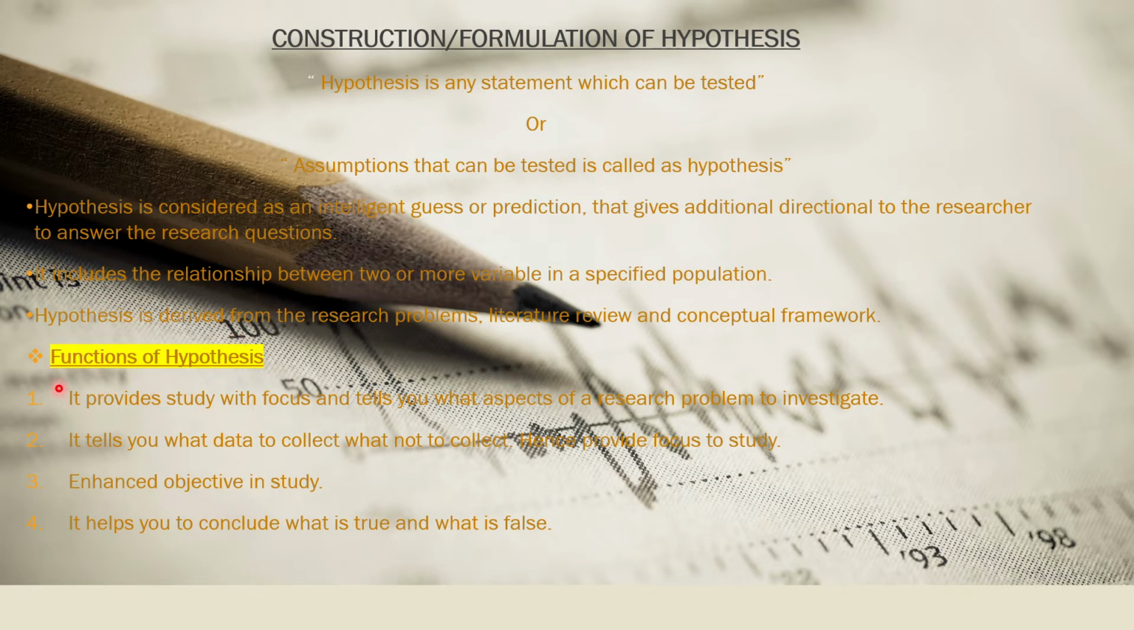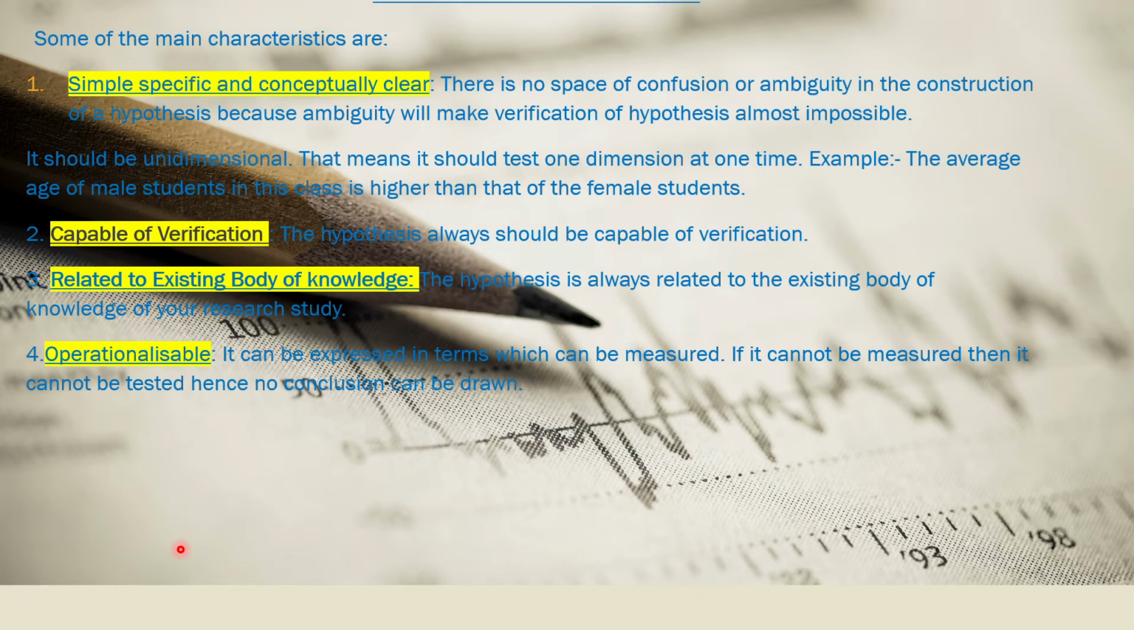Now, an important thing is the function of hypothesis. Like hypothesis किस चीज के लिए use होती है? So it provides the study with focus and tells you what aspects of the research problem to investigate. The second function of hypothesis is it tells you what to collect and what not to collect, so that your study will be more focused, as you can see here. Then it enhances objectivity in the study. The fourth one is it helps you to conclude what is true and what is false. I hope this is a very simple topic. I hope you have understood it.